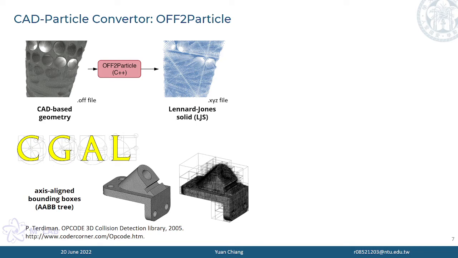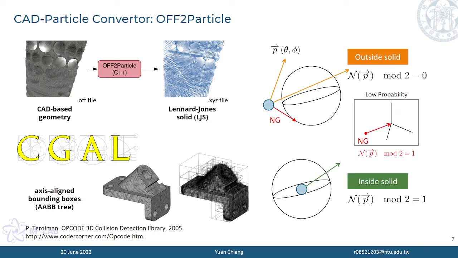To extend our work to 3D cases, we developed OF2Particle to convert 3D CAD solids into particle models. By using our code OF2Particle and the AABB tree algorithm supported by CGAL, we let the code count the number of intersections between a random ray emanating from a particle with the vertices, edges, and faces of solids. After that, we turn on the particle with odd numbers of intersections. This allows us to create particle models with complex geometry and topology, or mathematically speaking, arbitrarily non-convex shapes of particle models.